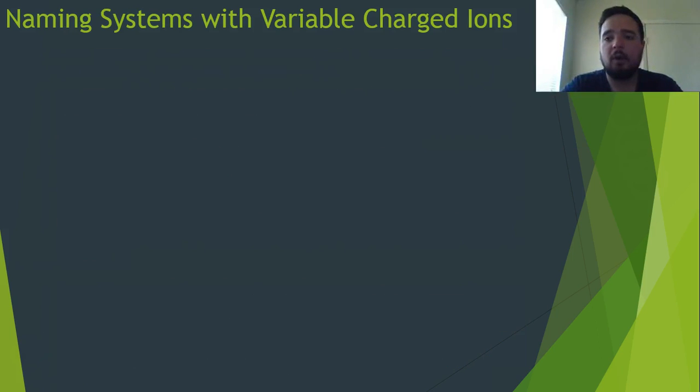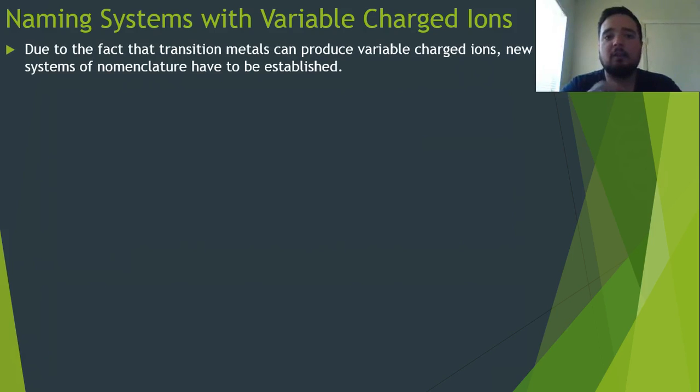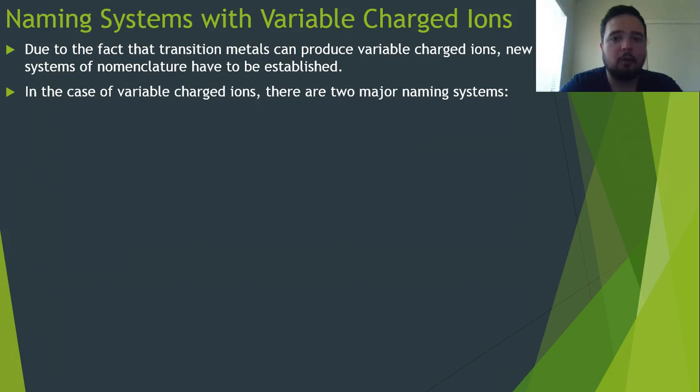So, the naming systems with variable charged ions. Due to the fact that transition metals can produce variable charged ions, ions of different charge, we have to have a new system of nomenclature to account for that. There are two major naming systems that we're going to go into. One's called the Stock system, and the other is called the classical system.